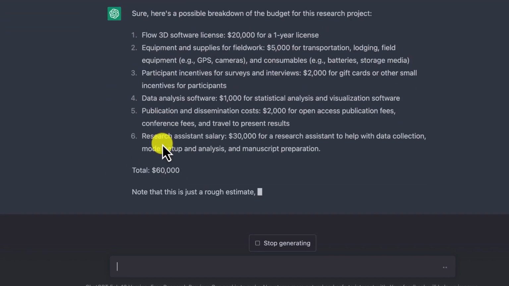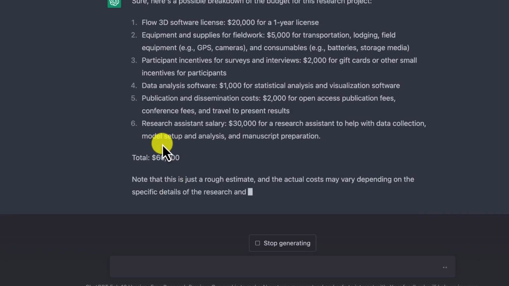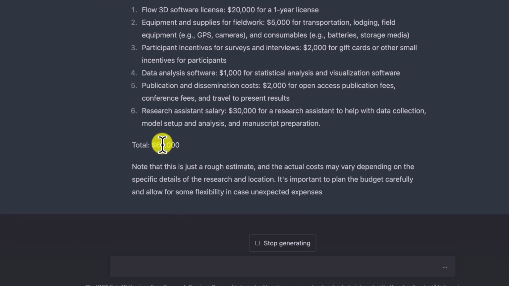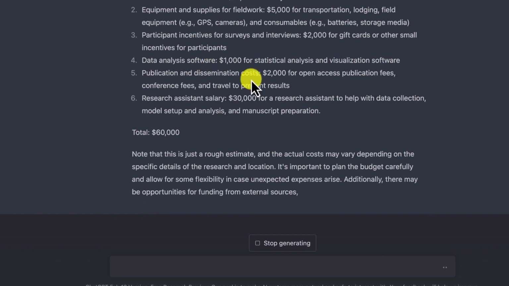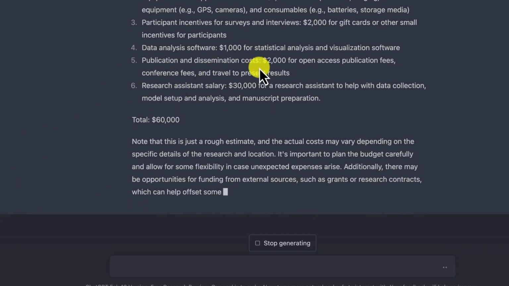Even if you are going to include that, you can see how you can spread or separate the key items to cover: publications, dissertation costs and dissemination costs, data analysis software, $1,000, and participant incentives. You can see the equipment that you will need. You can ask it to write more if you want, or you can say, be very specific in the writing. You can ask it to write on this, and it's going to write for you.